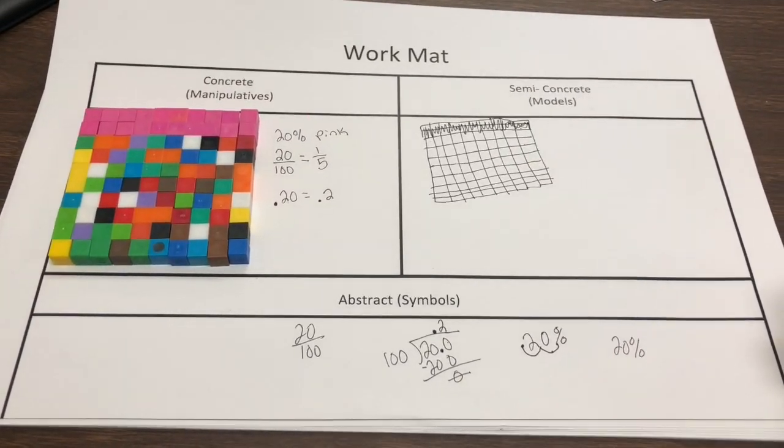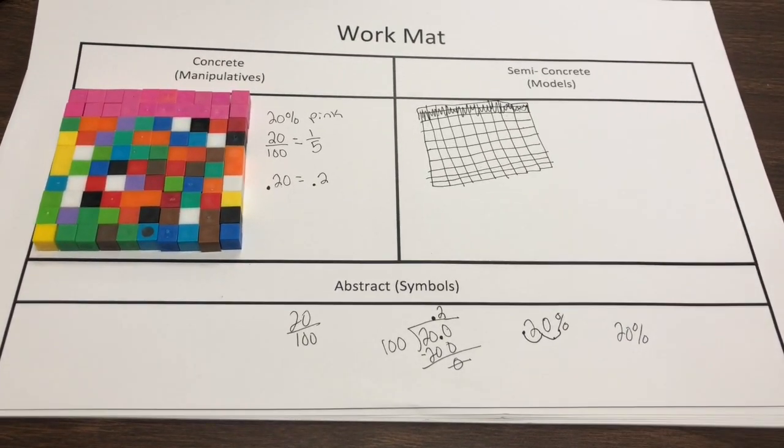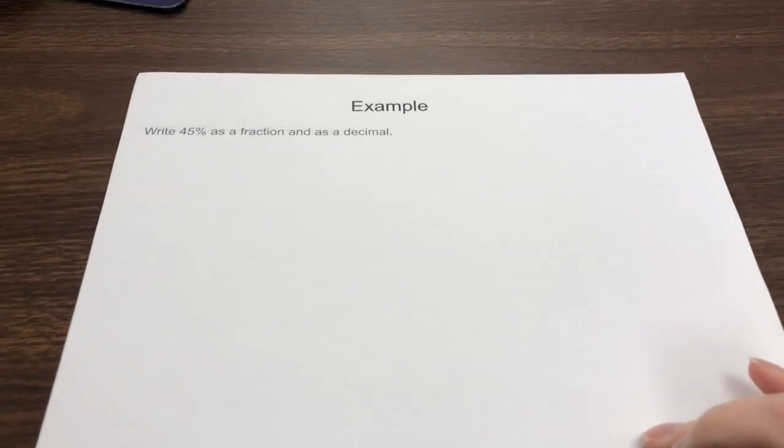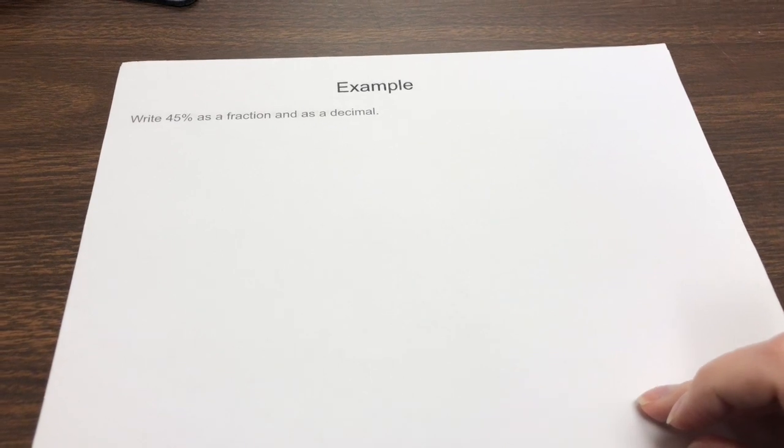So here is our work mat. So now let's look at some examples. Okay, our first example: write 45% as a fraction and as a decimal.